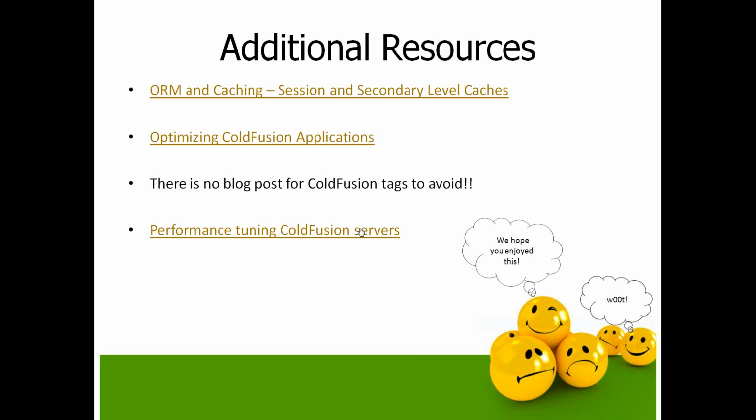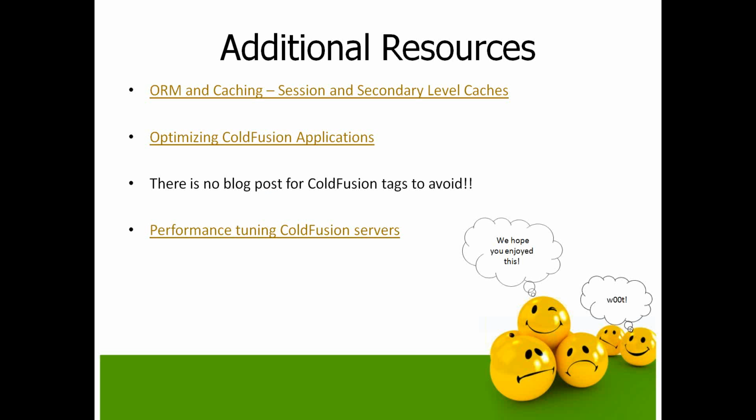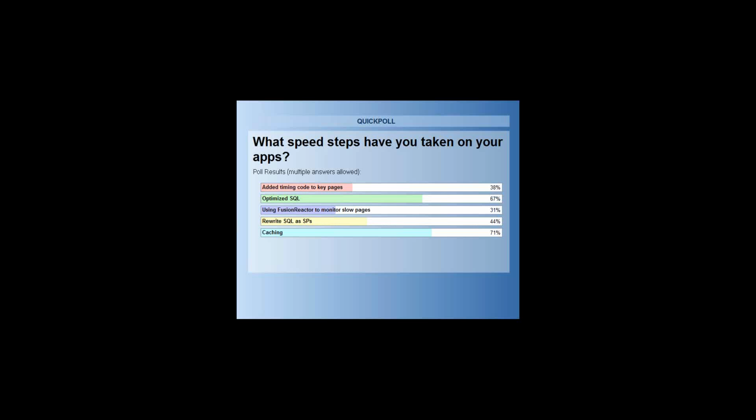So I'm going to ask people another poll. I'm curious what people on the webinar have already done in their code, whether they've added timing to the key pages to see where it's slow, or optimized the SQL, or maybe they're using Fusion Reactor to monitor slow pages, or rewritten their SQL, stored procedures, or maybe they're using some of these great caching techniques that you've talked about. So I'll go ahead and close the poll in 3, 2, 1, and here are the results. So looks like a fair chunk of people are using caching and optimizing their SQL.